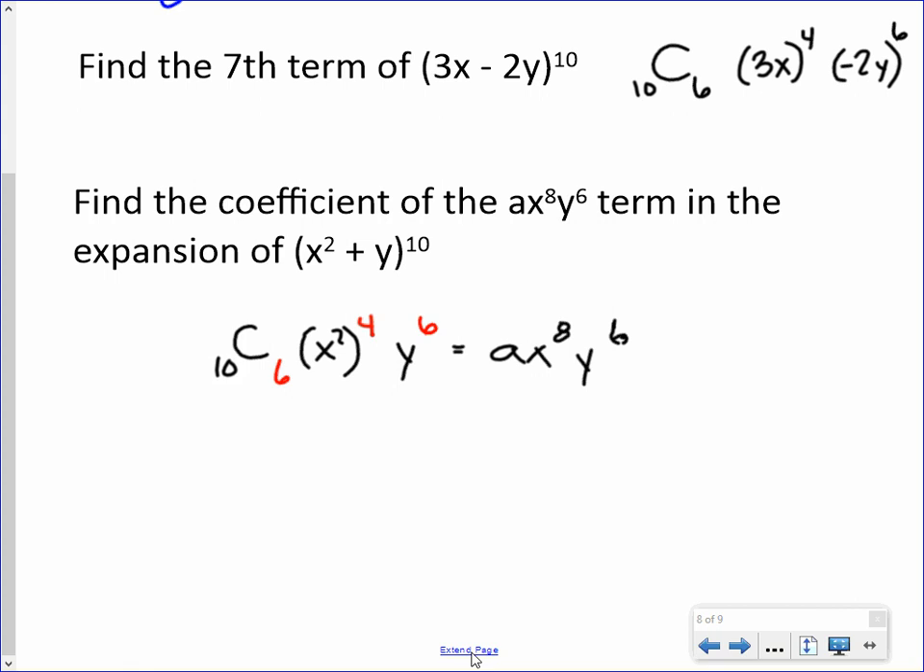So on this one, it asks about a coefficient. You really only need the number, not necessarily the x to the 8th and the y to the 6th. Tatum, did you have a question? Is A like the coefficient? Yes. Your answer is the number A.